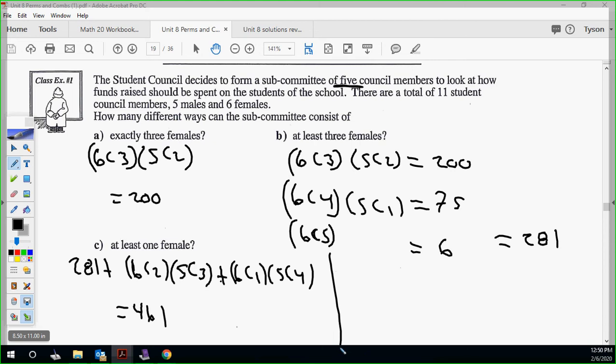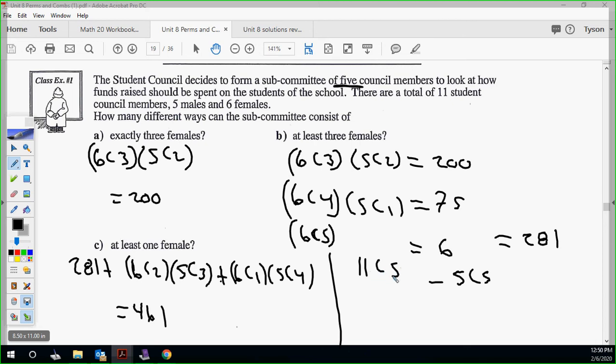What's the thing we don't want to happen? That's what we're going to subtract. How would I demonstrate that as a combination? And what is that? 5C5, good. Now, how do I write all possible ways of selecting 5? 11C5.